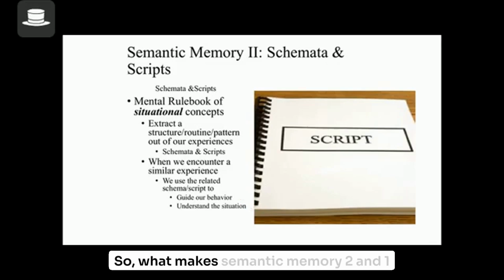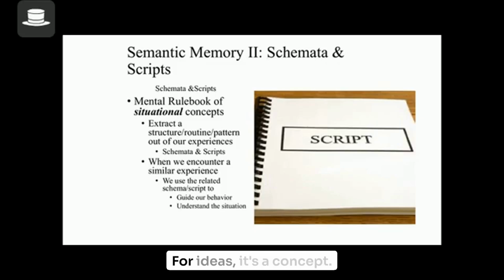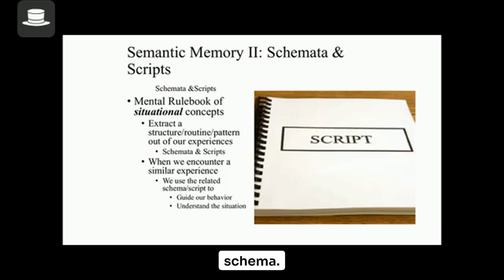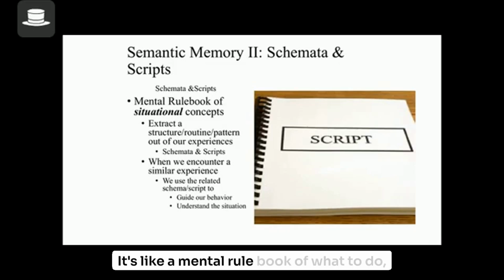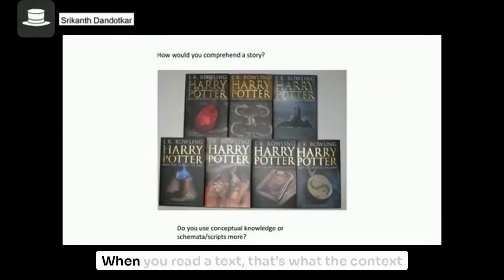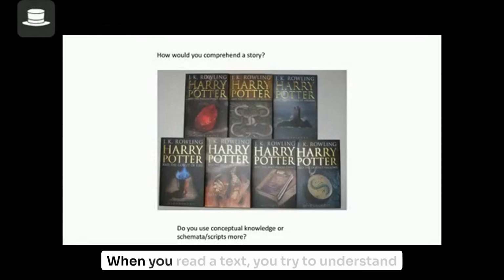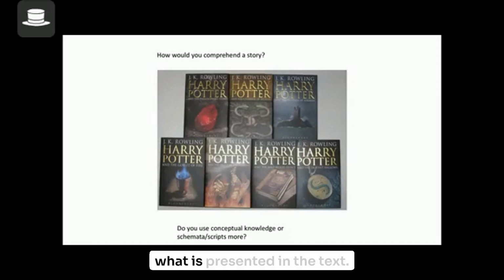What makes semantic memory 2 and 1 similar is that these are generalized knowledge common to everyone. That's what semantic memory is, generalized knowledge. If it's about individual objects, you call those concepts. For ideas, it's a concept. If it's about situations, then it's called a schema. It's like a mental rule book of what to do, what not to do, what happens, what to expect. When you read a text, that's what the context is for this class, right?